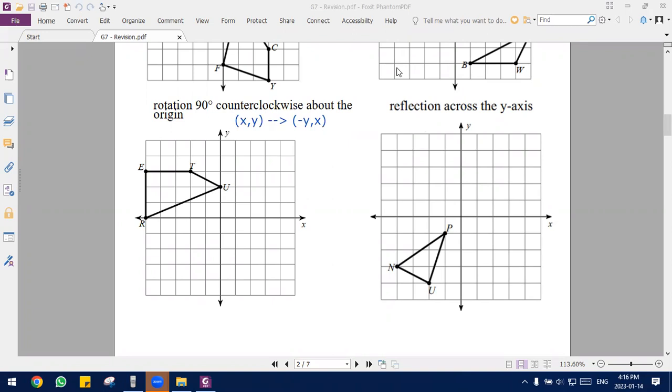Let's try to understand it first. So x and y becomes -y, x. So the x value, you leave it as it is, but you put it instead of y. And then the y value, you put it instead of x. And also you need to change its sign. What does that mean? Let's check it with an example.